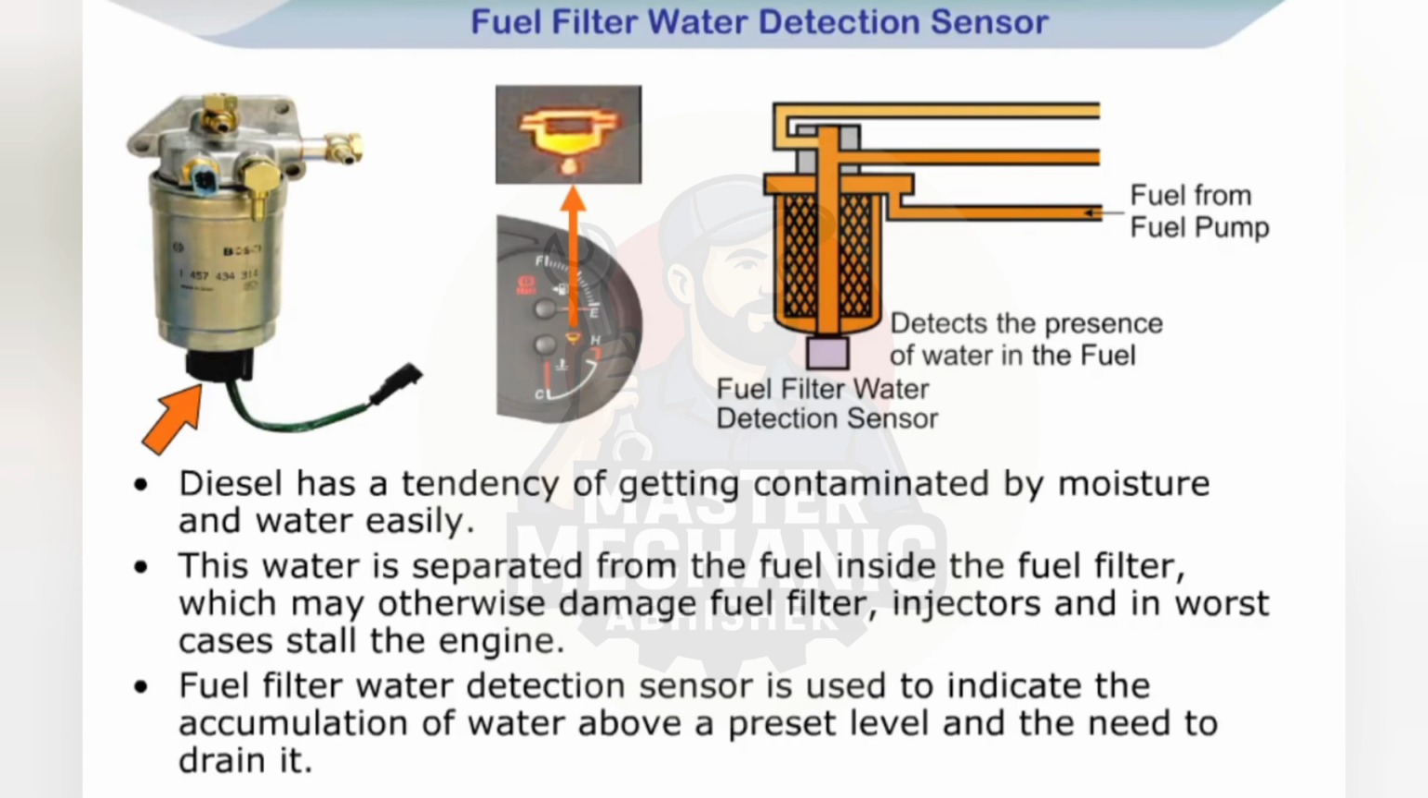Diesel has a tendency of getting contaminated by moisture and water easily. This water is separated from the fuel inside the fuel filter, which may otherwise damage fuel filter, injectors, and in worst cases stall the engine. Fuel filter water detection sensor is used to indicate the accumulation of water above a preset level and the need to drain it.